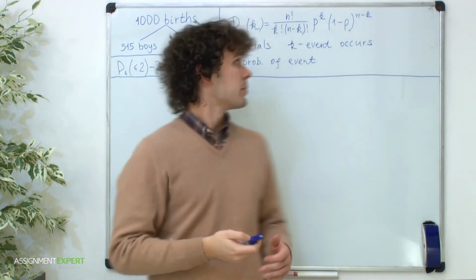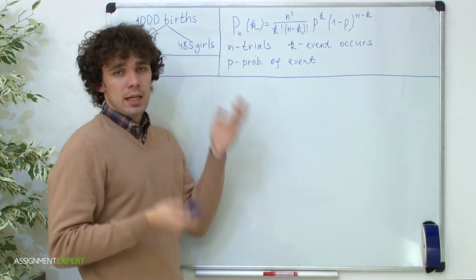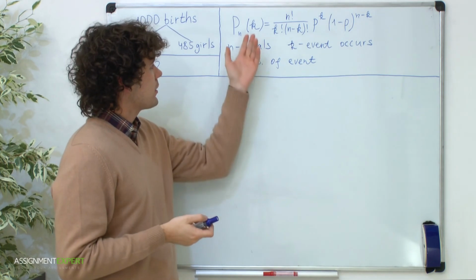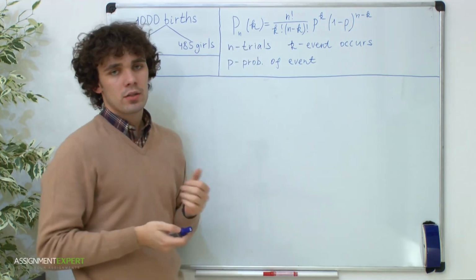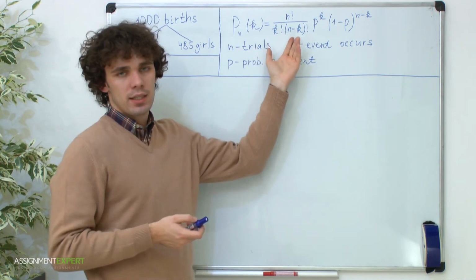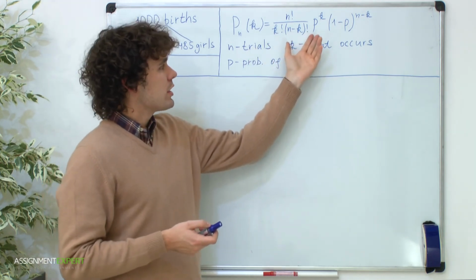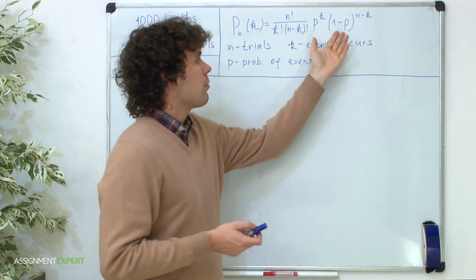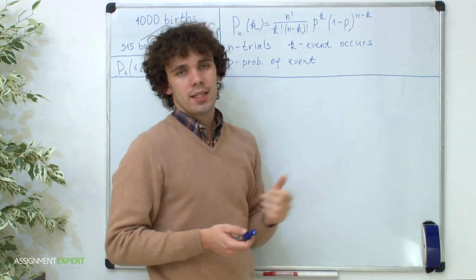So let me remind you. The probability that some elementary event will take place k times out of n trials equals n factorial over k factorial times n minus k factorial, times p raised to the power of k, times 1 minus p raised to the power of n minus k.